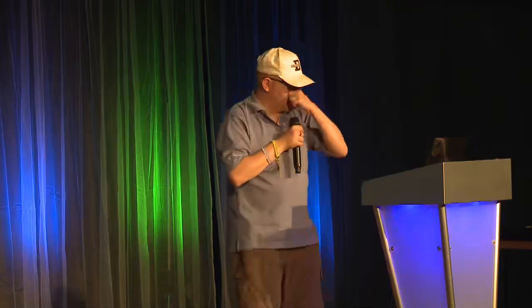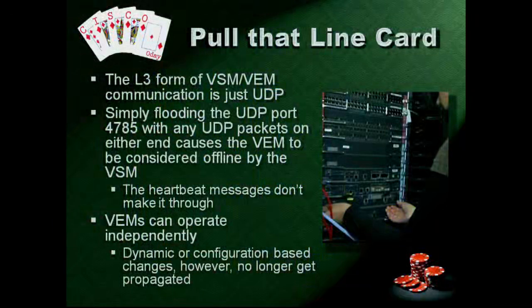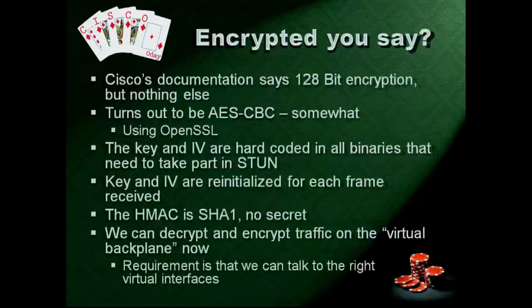Good. Where were we? So what you can also do is, if you run the layer 3 configuration, like the UDP configuration, I can see that for a network core equipment vendor, it's really hard to do traffic rate limiting. This is why Cisco didn't do that. And so simply flooding the UDP port that they communicate on means that the VEM is actually not visible to the VSM anymore and gets dropped from the virtual switch configuration. You can do that.